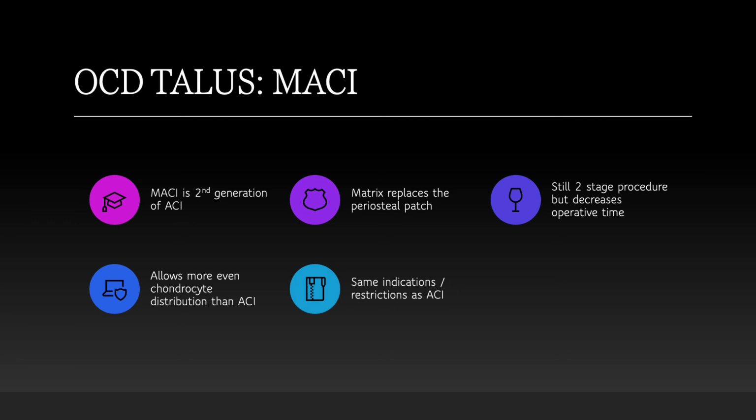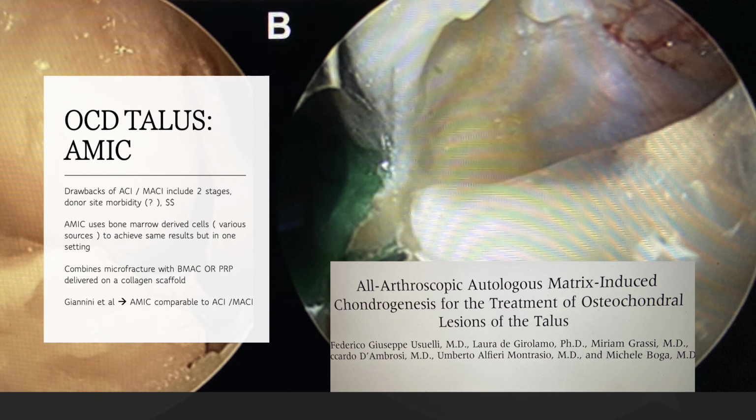MACI is the second generation of ACI, and it involves a matrix which replaces the periosteal patch. It's still a two-stage procedure, but it does decrease operative time and allows for more even chondrocyte distribution within the lesion than ACI, but basically has the same indications and restrictions.